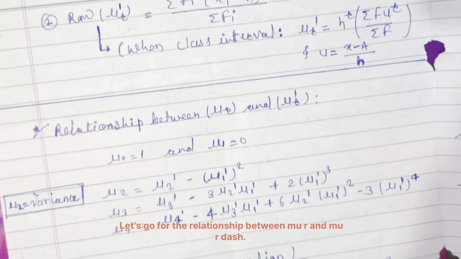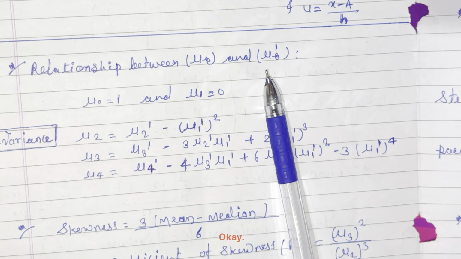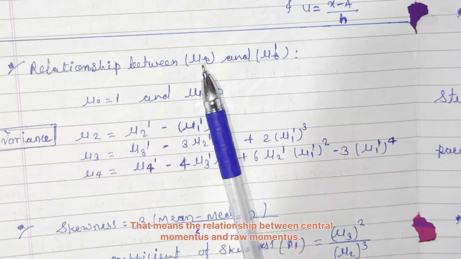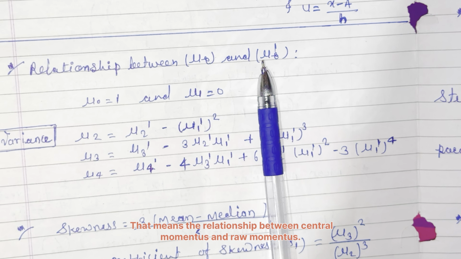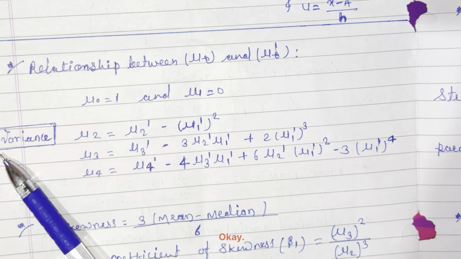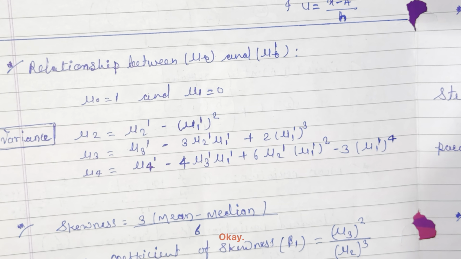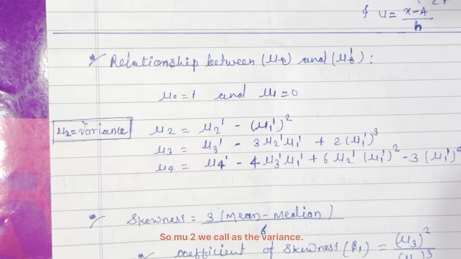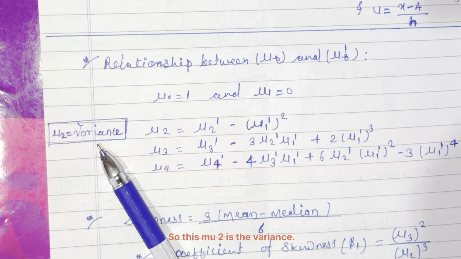Let's go for the relationship between mu r and mu r dash, that means the relationship between central moments and raw moments. We always take mu naught as 1 and mu 1 as 0. Mu 2 is the variance. We know that mu 2 we call the variance.